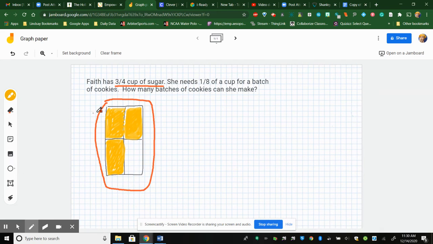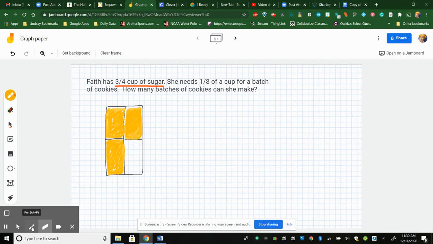And in order to make one batch of cookies, we need to get 1/8 of a cup from that. Okay, but how many 1/8ths can we get out of that? How many batches of cookies can we make? So what we're doing is we are taking our 3/4 cup of sugar and dividing it into groups of 1/8ths.